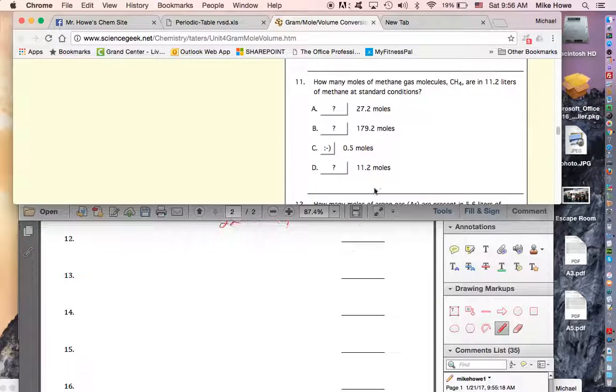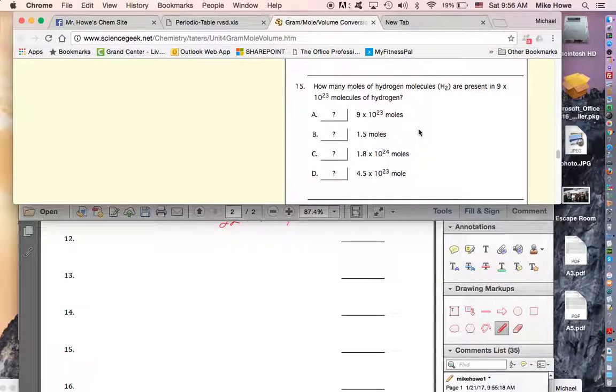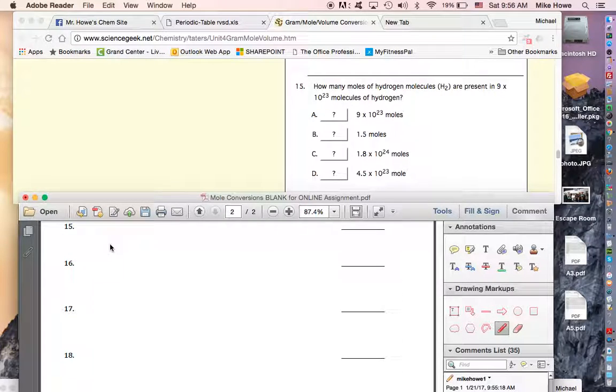Okay, now let's go down to the next type of problem, which deals with particles. All right, so we'll go to number 15. All right, in 15, you've got 9 times 10 to the 23rd particles. Do you see we're using the third definition of the mole now? 9 times 10 to the 23rd.